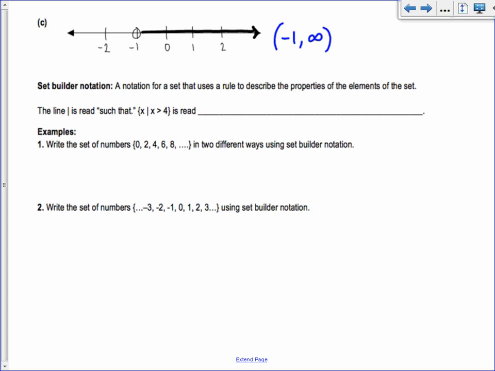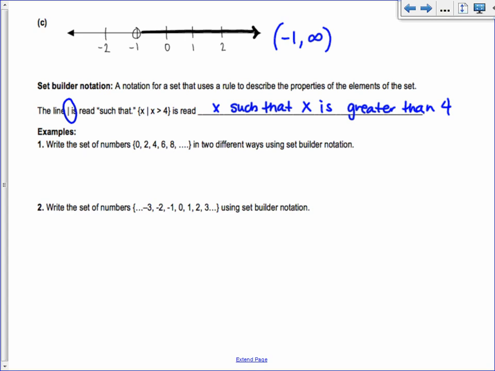Okay, so it says set builder notation, a notation for a set that uses a rule to describe the properties of the elements of the set. So this straight up and down line is read "such that." So when you see all of this in braces, it's saying x such that x is greater than 4. In other words, it means a number that's greater than 4.